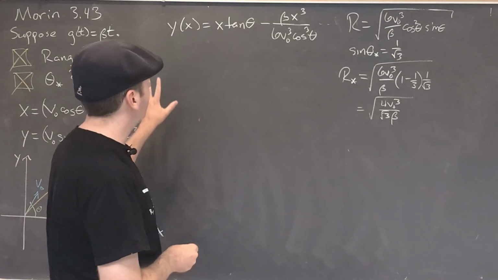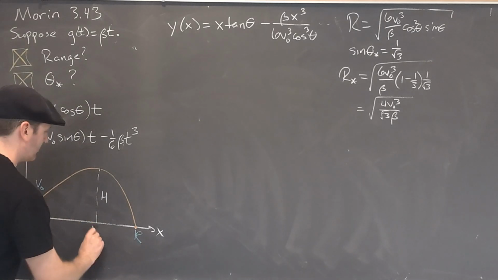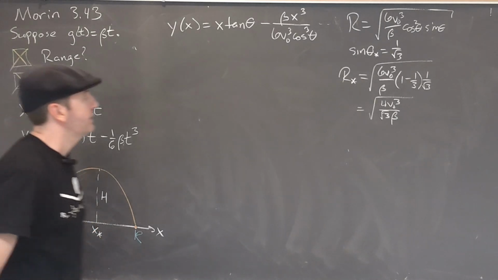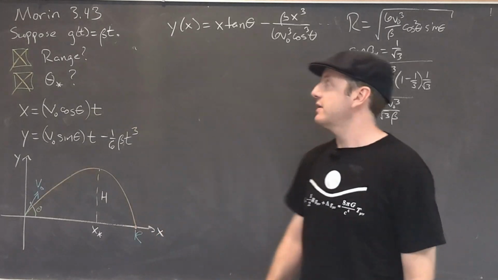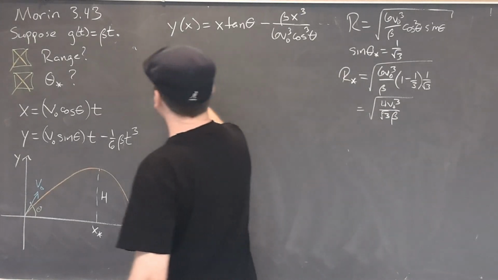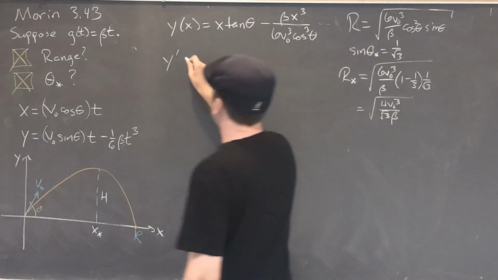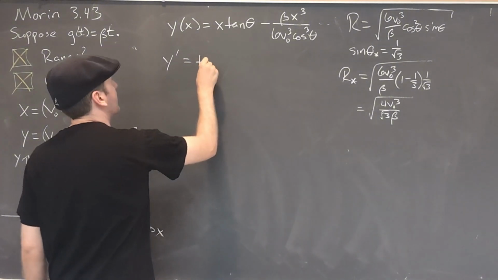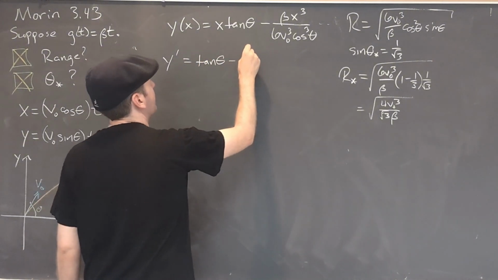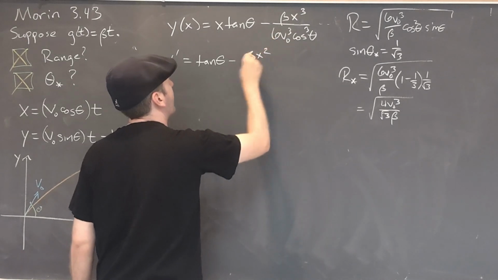Okay, now let's go ahead and find the location of this maximum. Maybe I'll call it x star. So we're going to do a little calculus on this thing. We've got our trajectory equation. I'm going to take y prime. Notice that that is the x derivative of y. And it's easy because it's a polynomial. We have tan theta, and then the 3 here will cancel this back down to a 2.